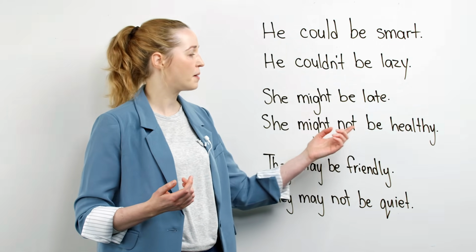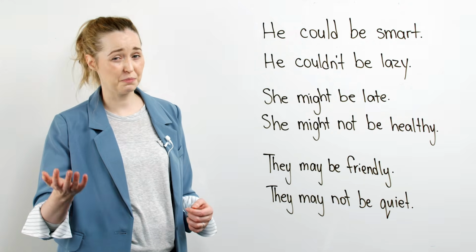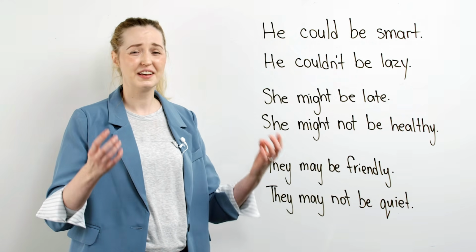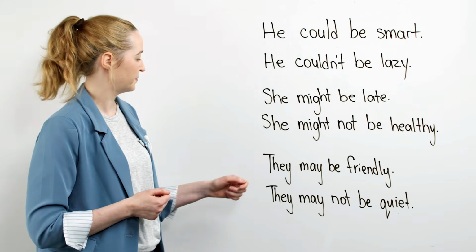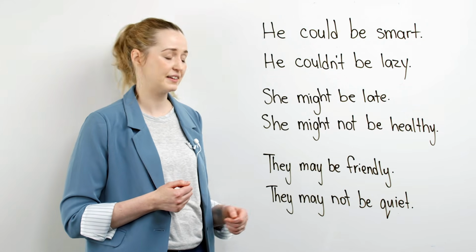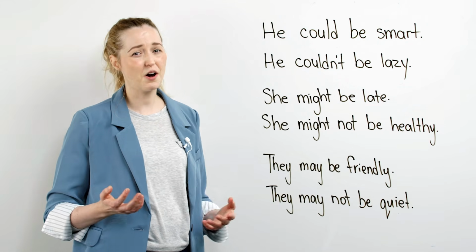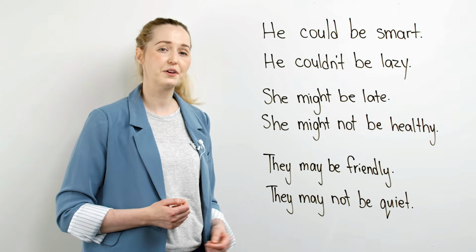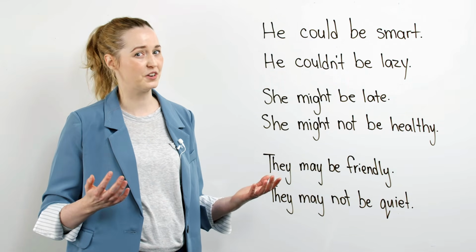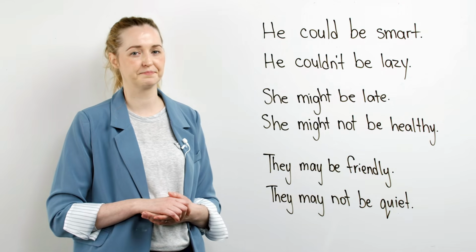She might not be healthy. She could be healthy, she could not be healthy. It's a possibility. We're not very sure. They may be friendly. Again, it's a possibility. We're not sure. They may not be quiet. We don't really know. It's a possibility.